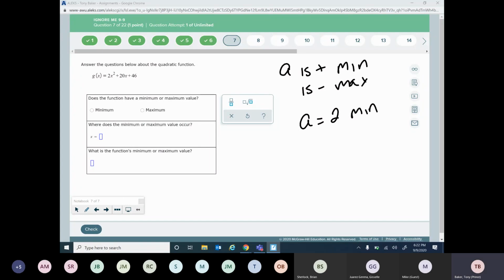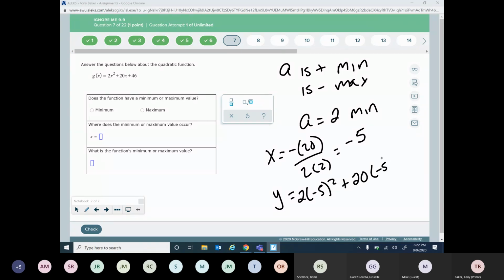And then where does the minimum or maximum value occur? And what value is it? That's your vertex. So I'm just going to do my vertex for this one. So x equals -20 over 2 times 2. So x equals -5. And then we plug that back in to find the y. So we get 50 minus 100 plus 46. So y is 4.